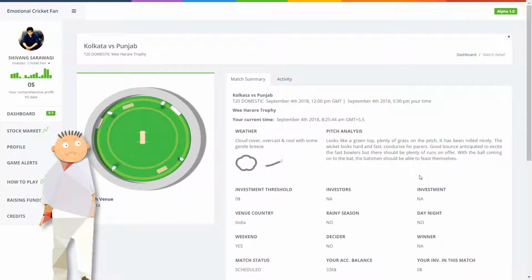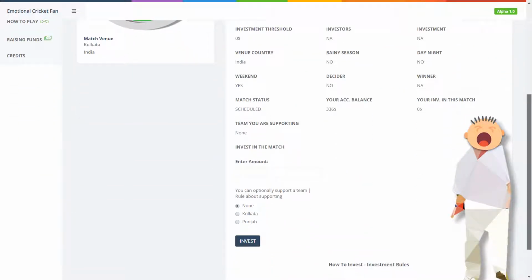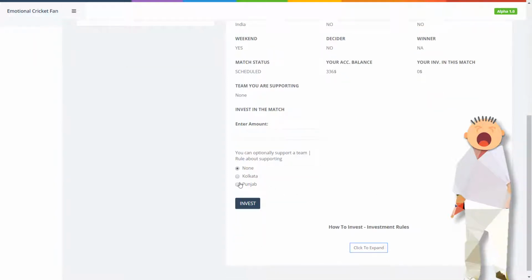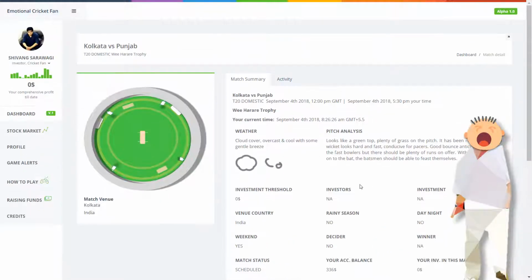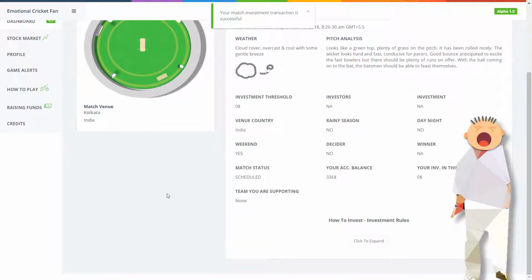The game has a pretty novel and unprecedented concept with a really casual vibe geared towards players who prefer to play at a pace that suits them. So you can spend hours on it, or sneak onto it whilst at work, or to take a break. Emotional Cricket Fan has a virtual economy with two primary modules. First, investing in a match, and the second, trading in the stock market.